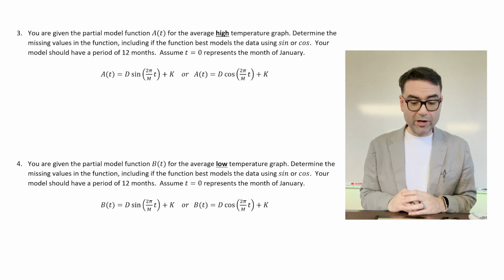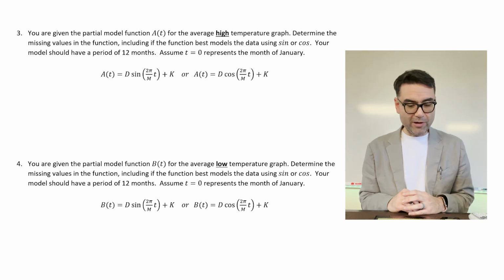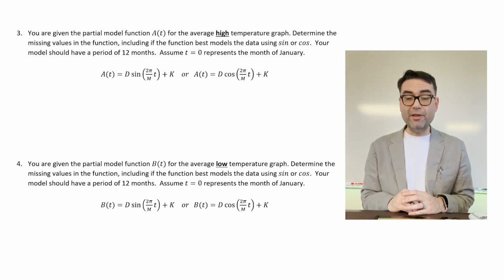So it says you are given the partial model A(t) for the average high temperature graph. Determine the missing values in the function, including if the function best models the data using sine or cosine. Your model should have a period of 12 months. Assume t equals 0 represents the month of January.